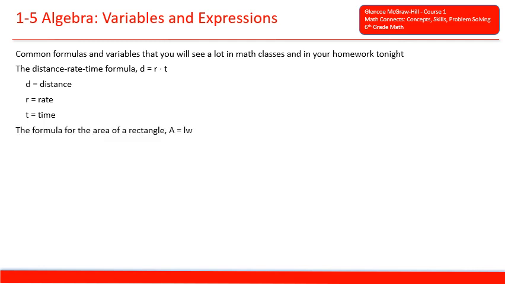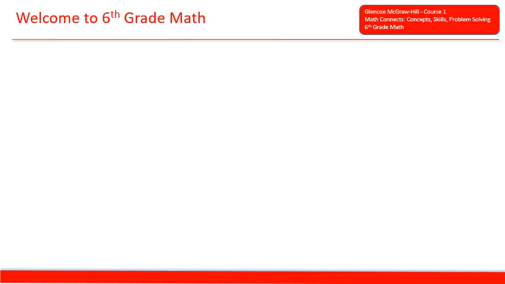And then the other one is the formula for the area of a rectangle. A equals LW. A equals area, L equals length, and W equals width. So just so you know when you see those tonight, what those stand for.